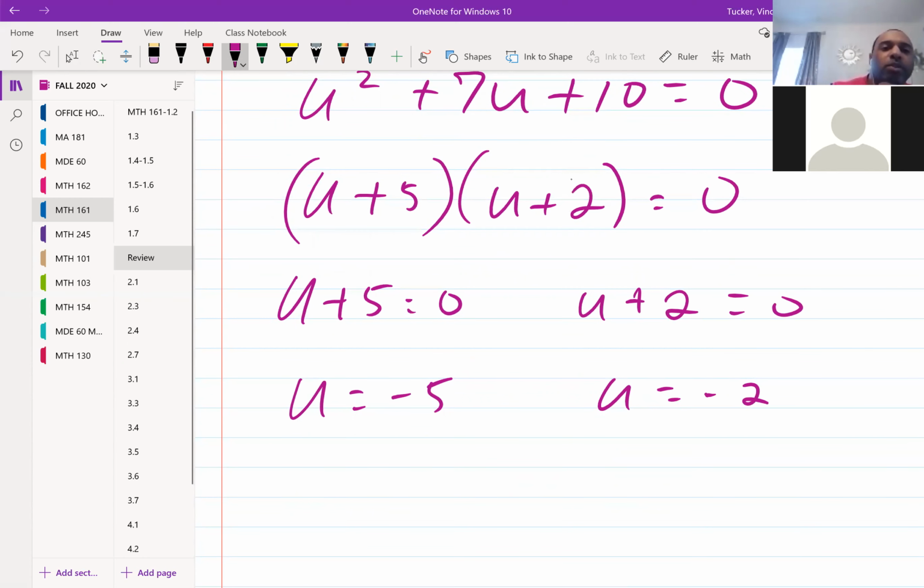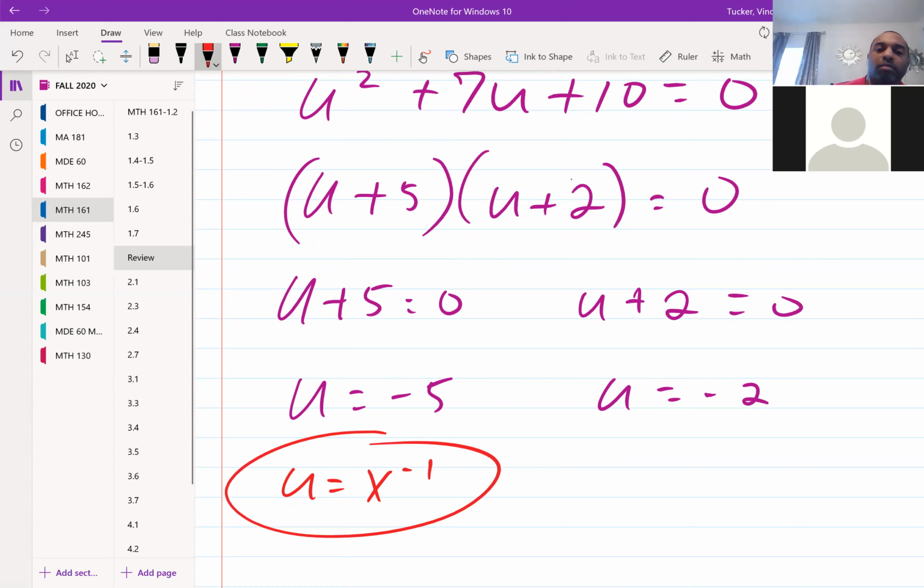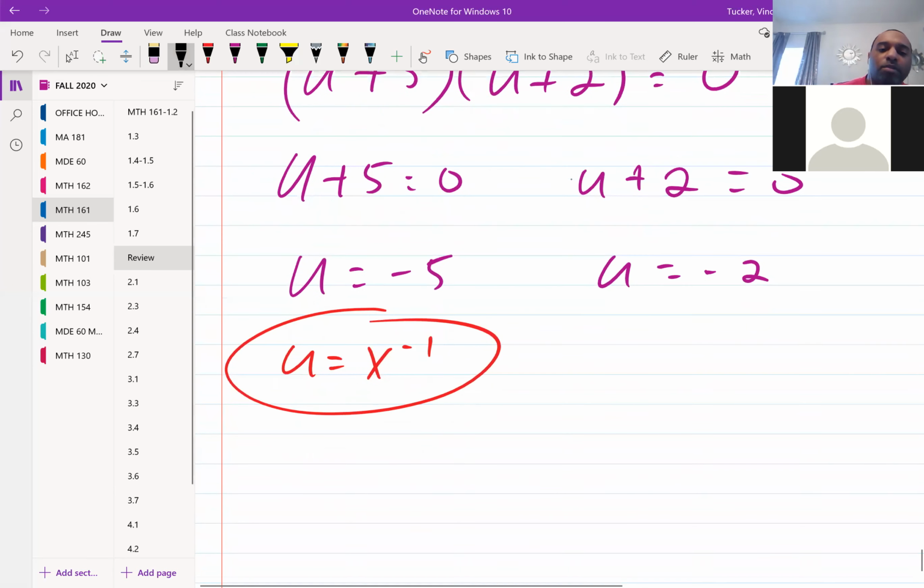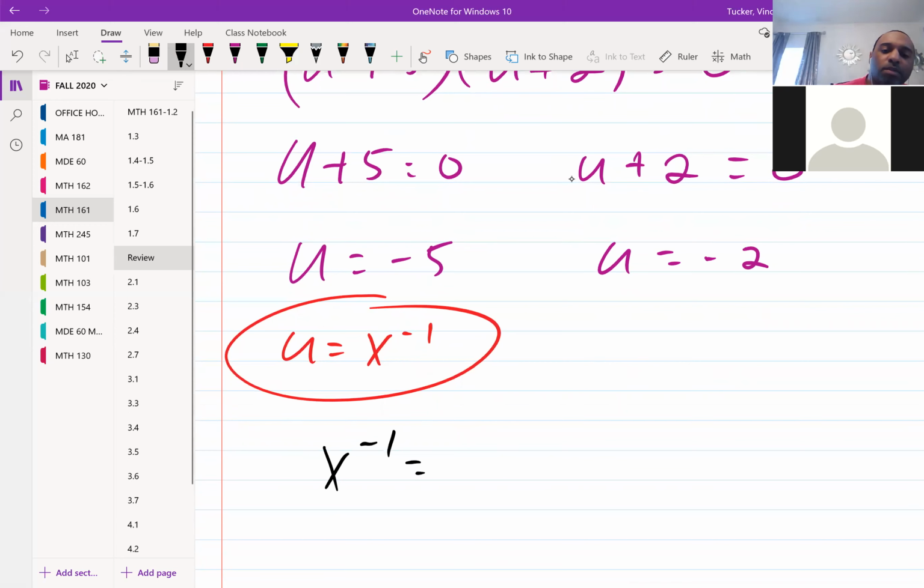But now we have to make sure that we remember that u is equal to x to the negative first power. So we bring that back in for u so we can actually solve. Couple of different ways that we can handle this problem. I put a -5 here, it should be a 2.